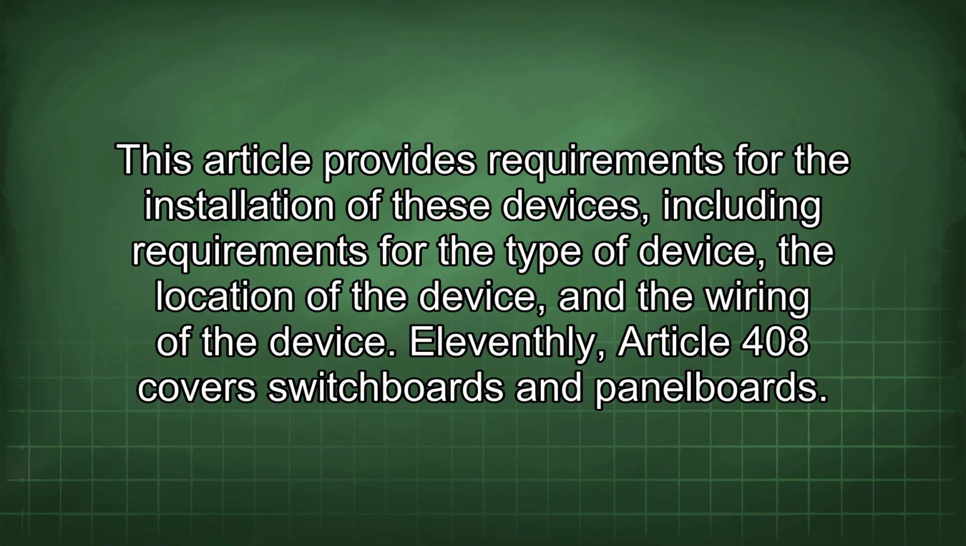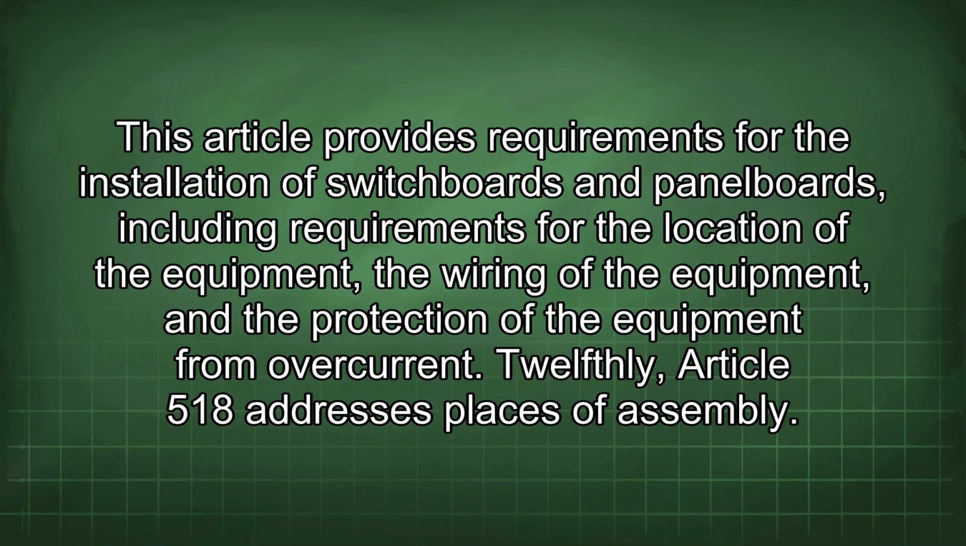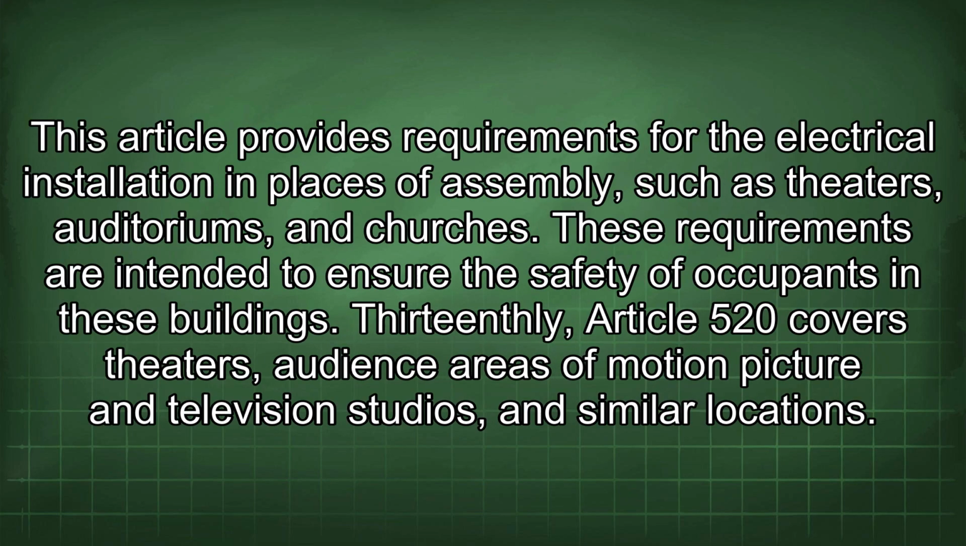11thly, Article 408 covers switchboards and panel boards. This article provides requirements for the installation of switchboards and panel boards, including requirements for the location of the equipment, the wiring of the equipment, and the protection of the equipment from overcurrent. 12thly, Article 518 addresses places of assembly. This article provides requirements for the electrical installation in places of assembly, such as theaters, auditoriums, and churches. These requirements are intended to ensure the safety of occupants in these buildings.